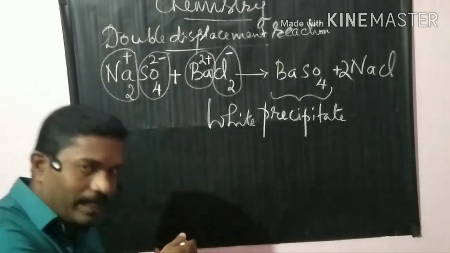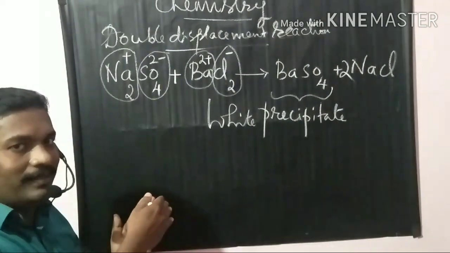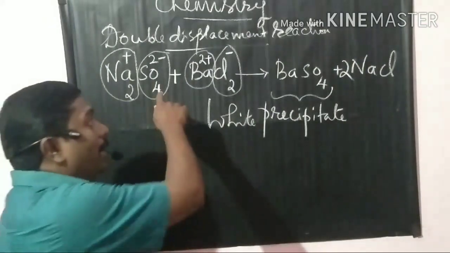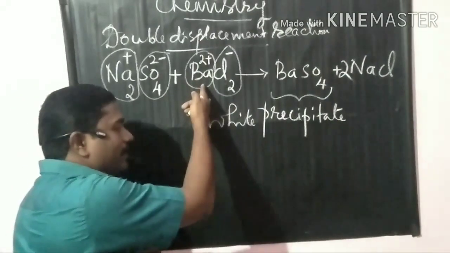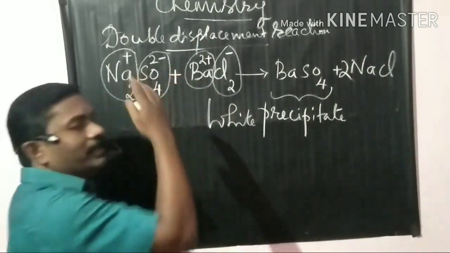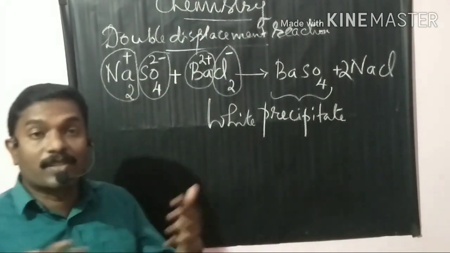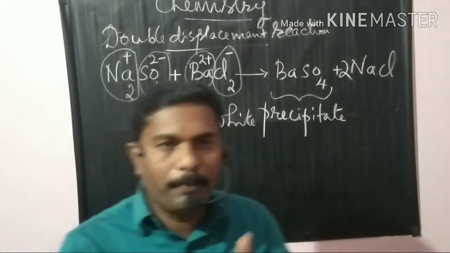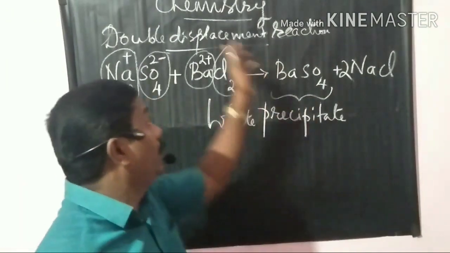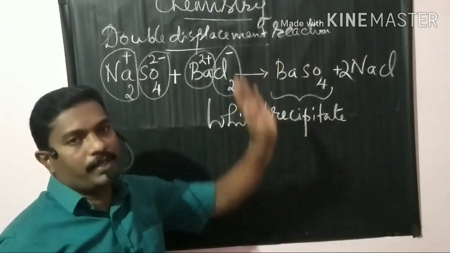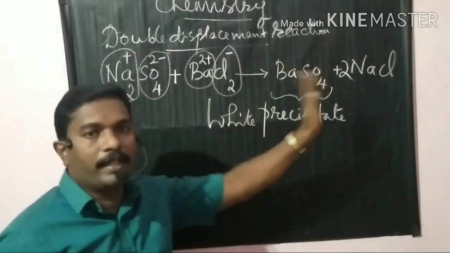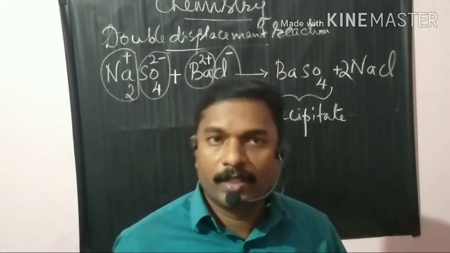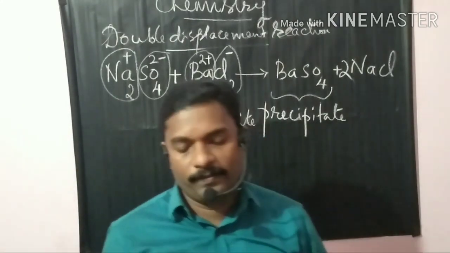The cation of one reactant combines with the anion of the other. Similarly, the anion of the other will combine with the cation of the other. So they will exchange together. And this type of reaction is called a double displacement reaction. What's that? Double displacement reaction. Are you clear, students? Yes.